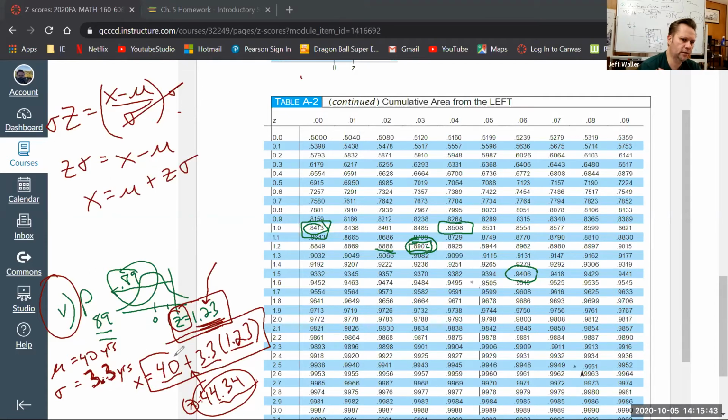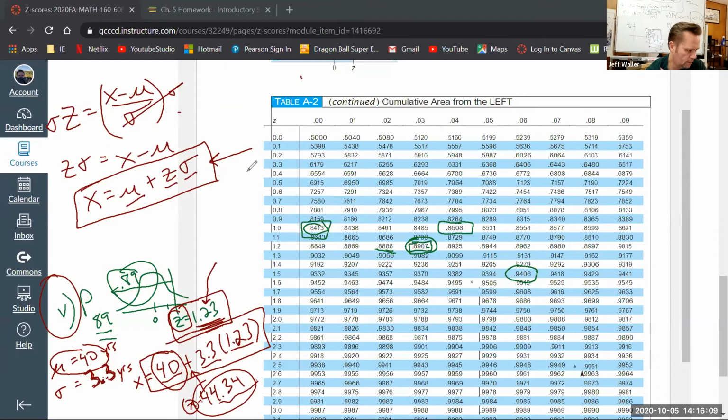And look at what we did down here. 40 was the mean, plus 3.3 was the standard deviation times 1.23 was the z-score. So that is a formula that we did not need when I did this, but now you can use the formula directly. So this is just the z-score formula solved for x instead. That's all it is.